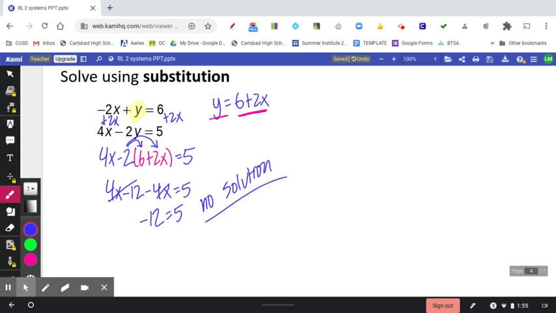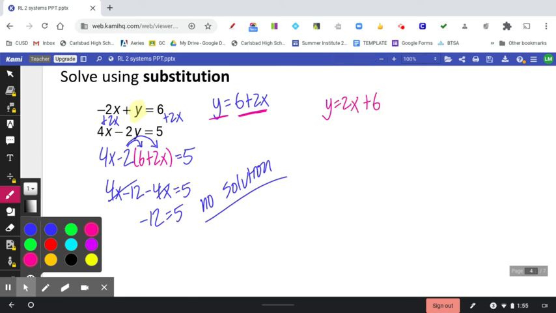Now, I'm going to show you graphically because it's a little easier to visualize what this looks like when there's no solution. Okay. Remember to graph, we need it in slope-intercept form. So real quick, you need to solve for y. The first equation would be y equals 2x plus 6. The second equation would be y equals 2x minus 5 halves or minus 2.5.